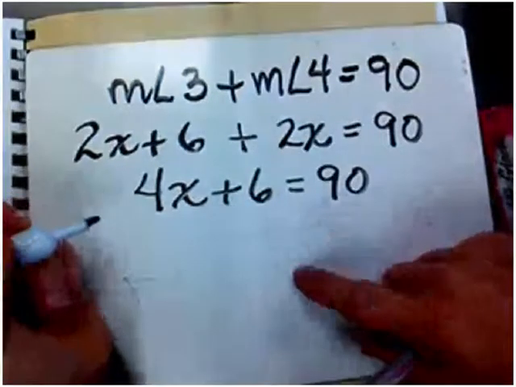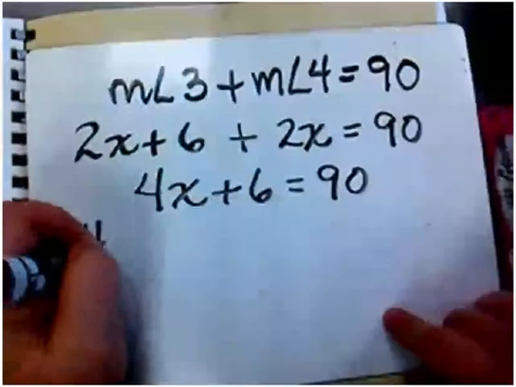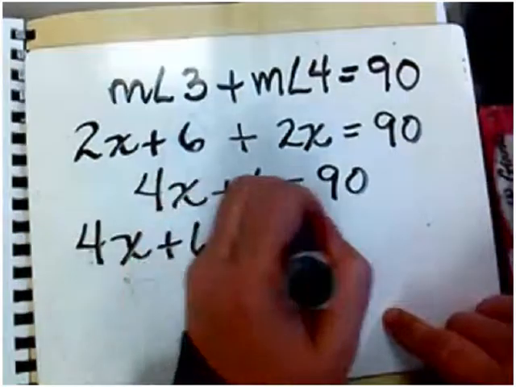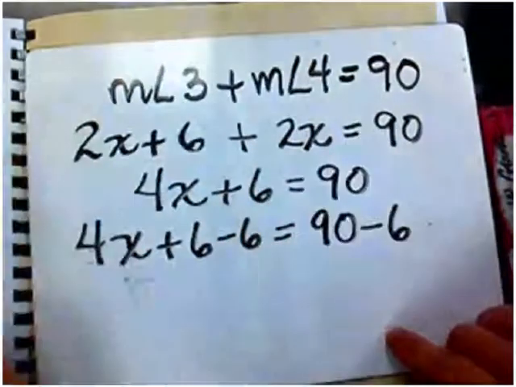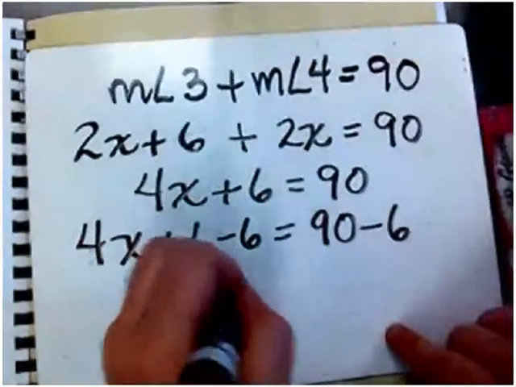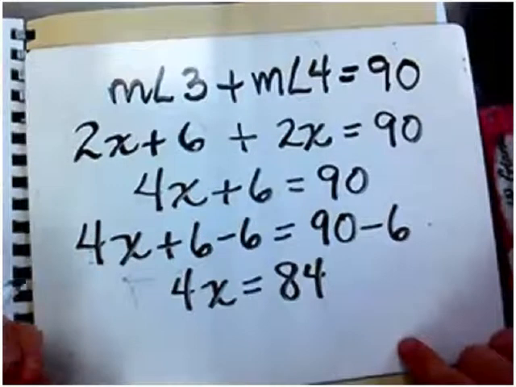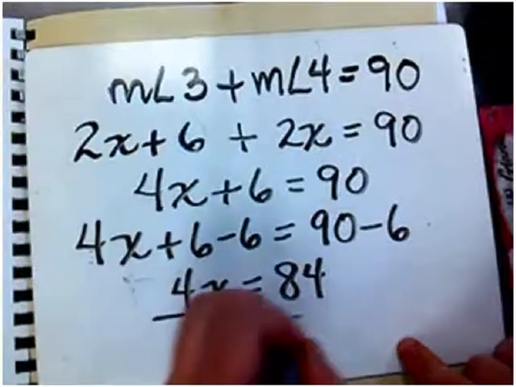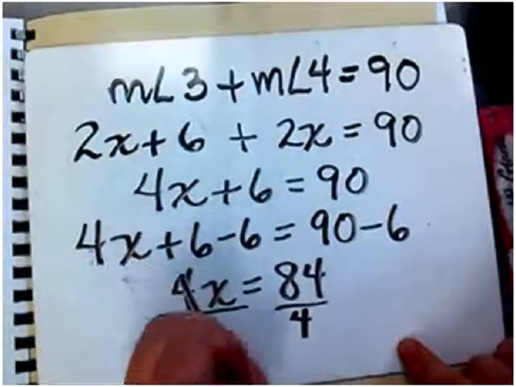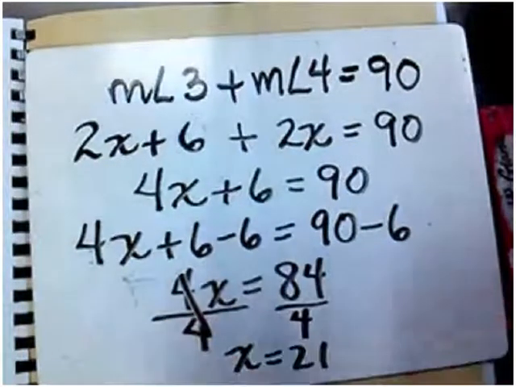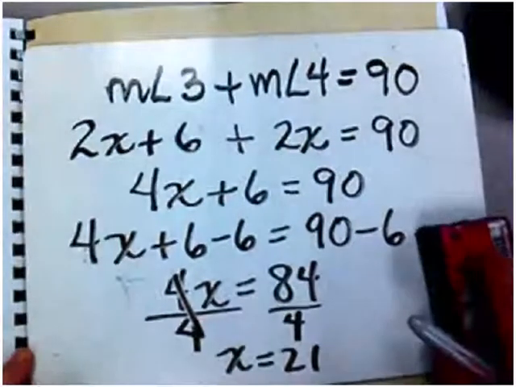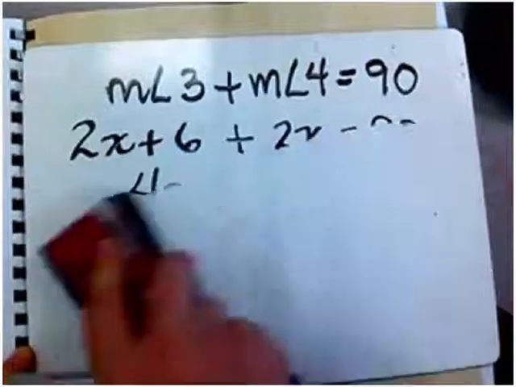And then we have to use our subtraction to negate the plus 6. So we have 4x plus 6 minus 6 equals 90 minus 6. So we have 4x equals 84 when we simplify, and then we use our division property and divide by 4 on both sides. We have x equals 21. Now that's not the answer, is it? 21 is x, so we have to plug that in for the measures of each one of those angles so we can answer the question about what the measures of the angles are.